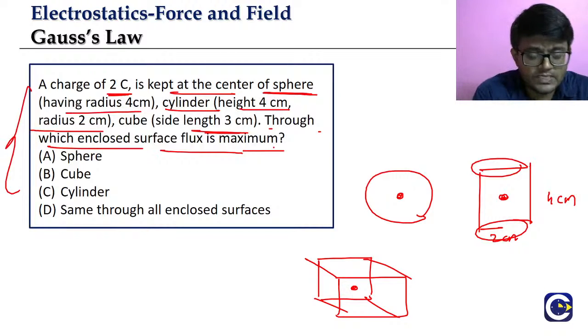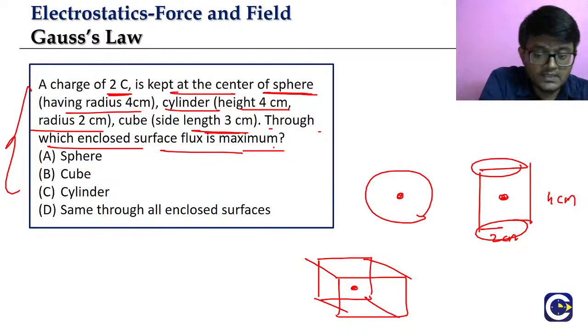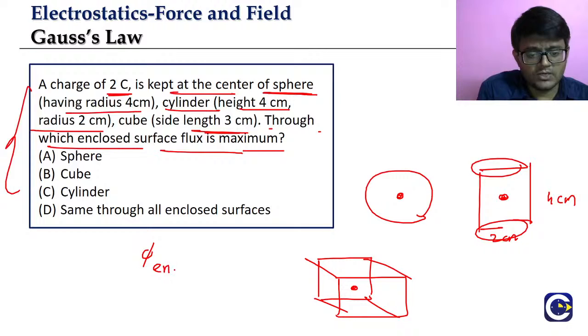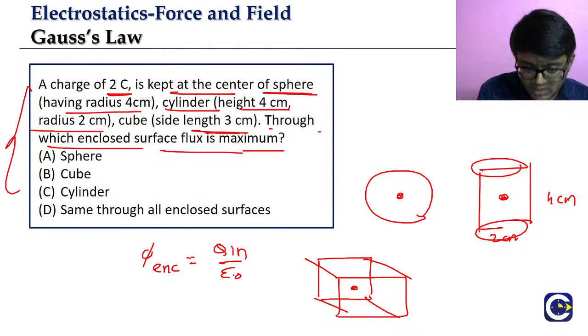So if a situation like this comes, hold for one second and think about what it could be. What is the concept involved? All the shapes are what? Enclosed surfaces. It may be a sphere, or a cylinder, or a cube, all are enclosed surfaces. What is the basic concept of Gauss law? Flux through that enclosed surface is equal to what? Charge inside by epsilon naught.